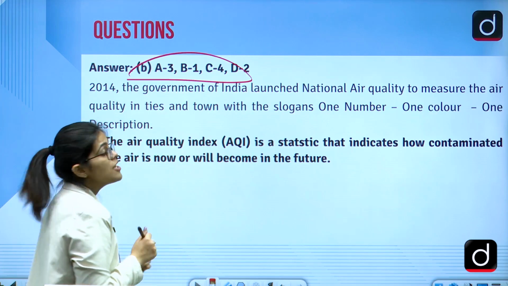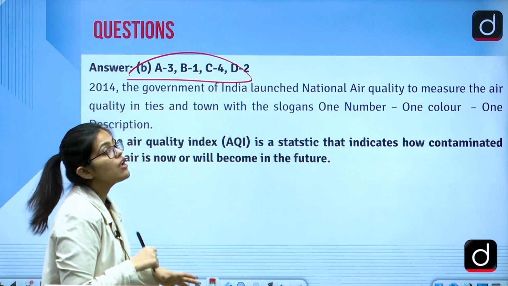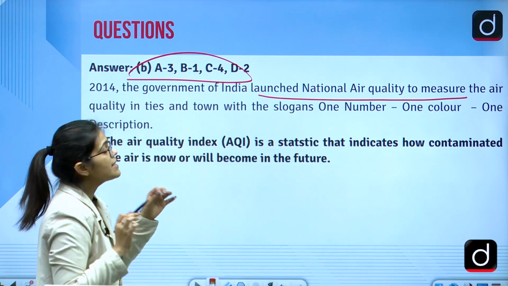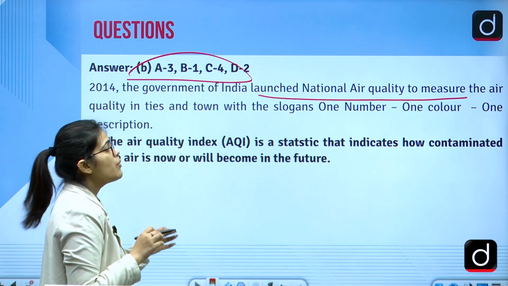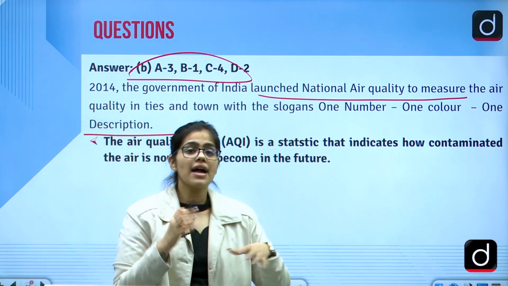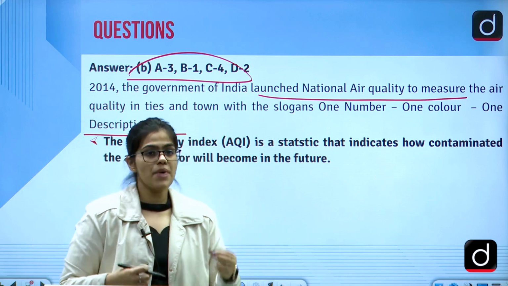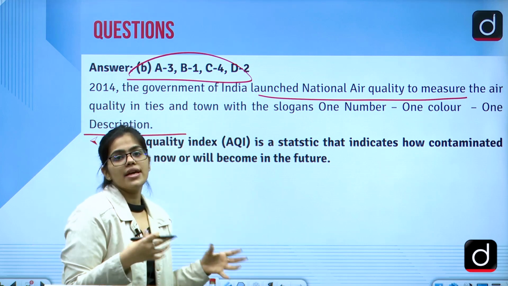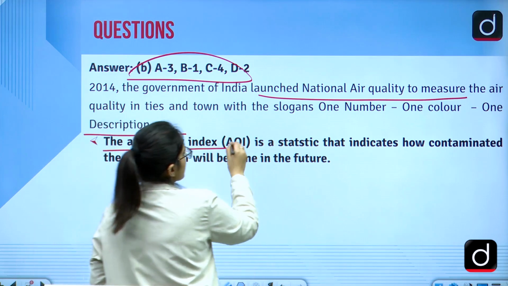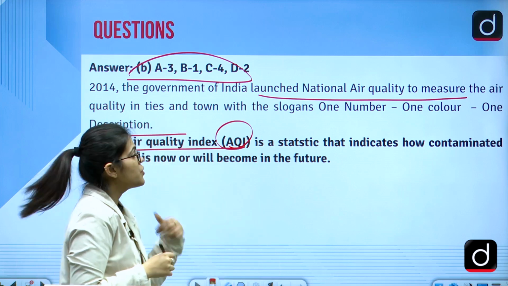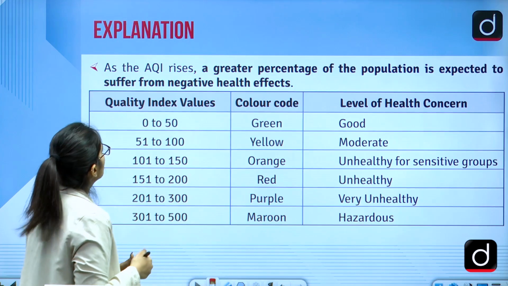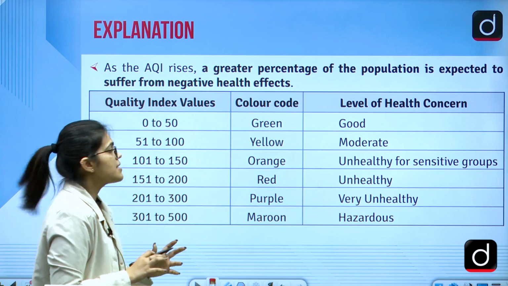Let us now read it. In 2014, the Government of India launched the National Air Quality Index to measure air quality, with the slogan that there would be one number, one color and one description. So the air quality index is a statistical measure of how contaminated your air is now and how contaminated it will become in the future. You should learn this table because they can ask it again.